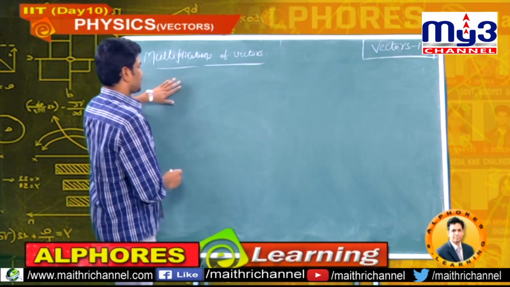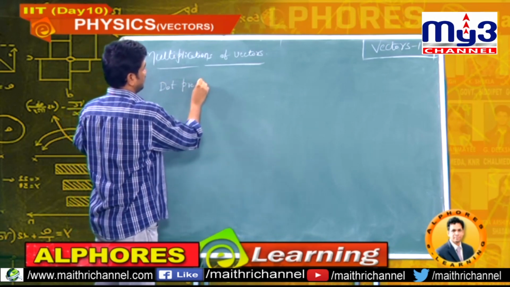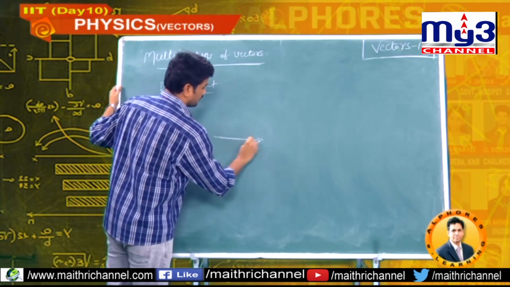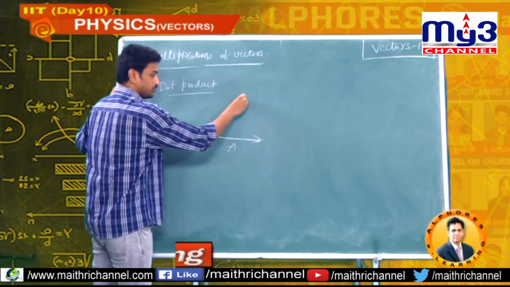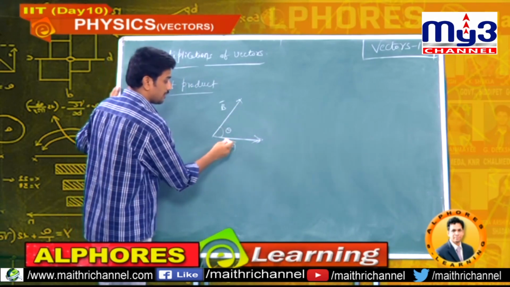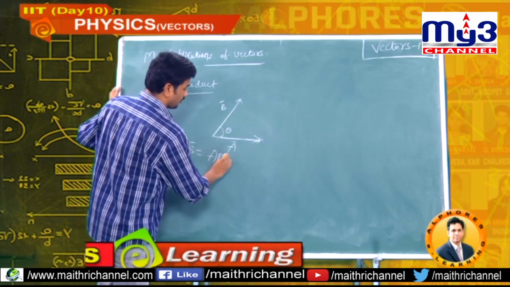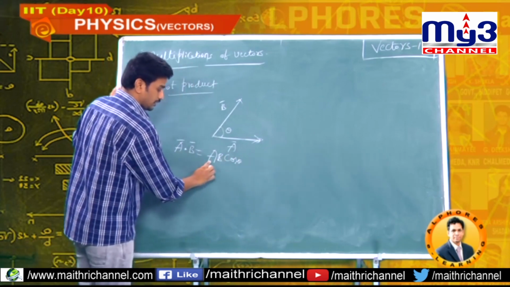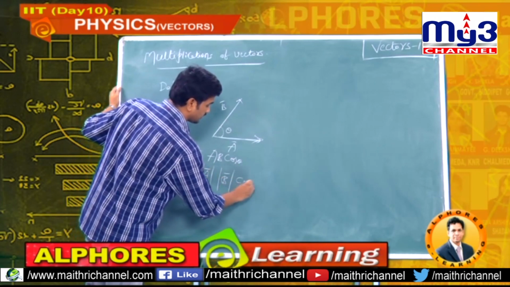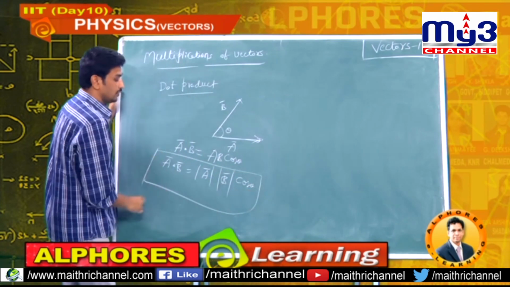Now, dot product or scalar product. A bar, B bar, theta. Now what is A bar dot B bar? A bar dot B bar is AB cos theta. What is A? Mod A bar. What is B? Mod B bar. Theta is the angle between A bar and B bar. A bar dot B bar is equal to AB cos theta.